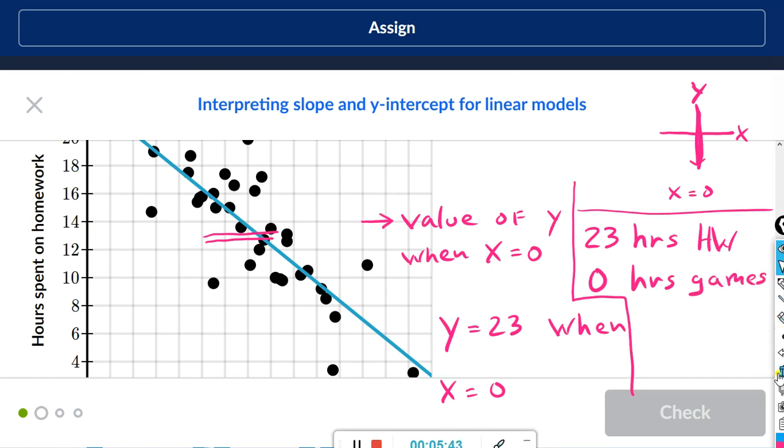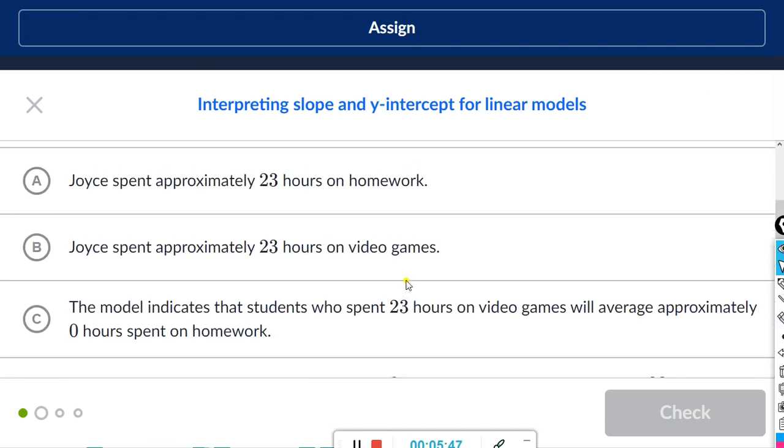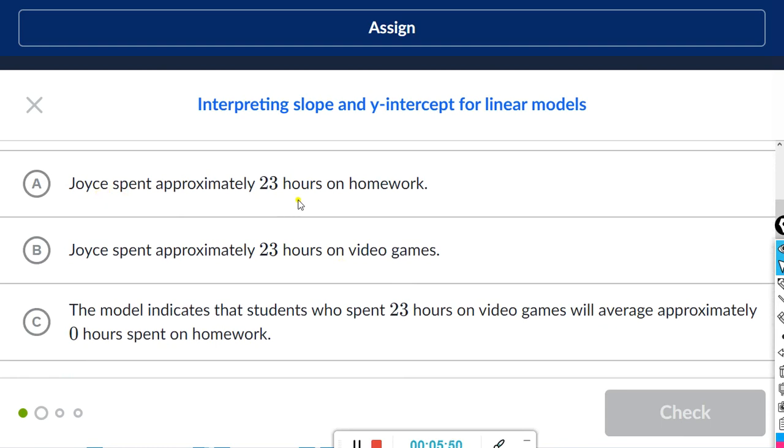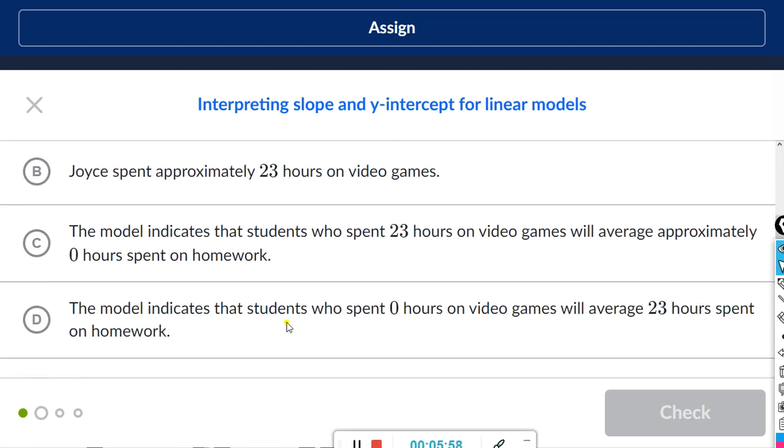Let's find that one. Joyce spent 23 hours homework. The model indicates that students spend 23 hours video games. No, that's reversed. The model indicates students who spent 0 hours video games will average 23 hours of homework. There you go.